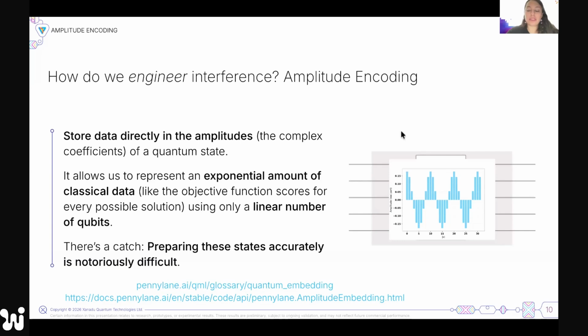How do I encode this sine function into the amplitudes of my state? It's not obvious. So I know the picture is really tiny, but here you have the states from 0 to 30, and you might want to encode, the probability of getting 0 is really high, and the probability of getting 3 is kind of low.